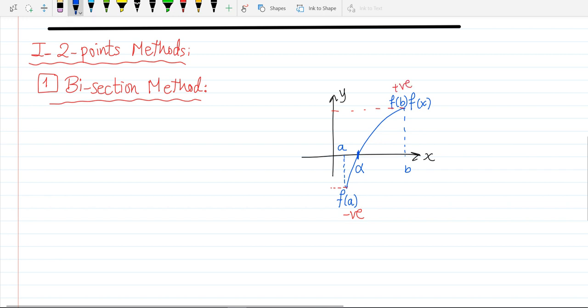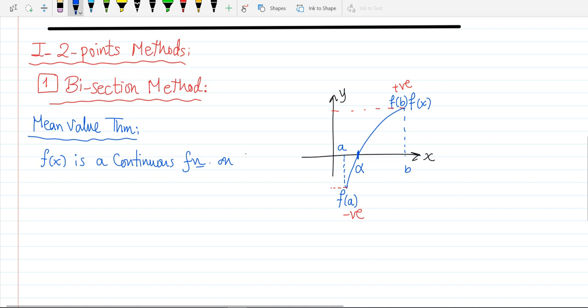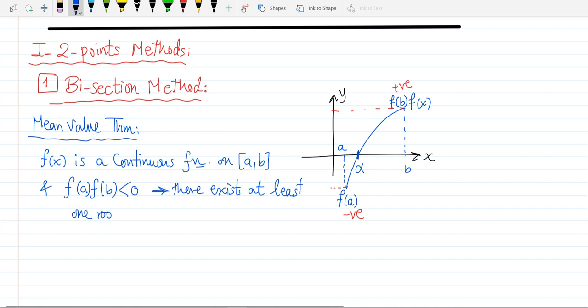So the main condition, which is the mean value theorem: if you have f of x, a continuous function on the interval A and B, and you have that the multiplication of f of A times f of B is less than zero, the theorem states that for sure there exists at least one root belonging to the interval A and B.